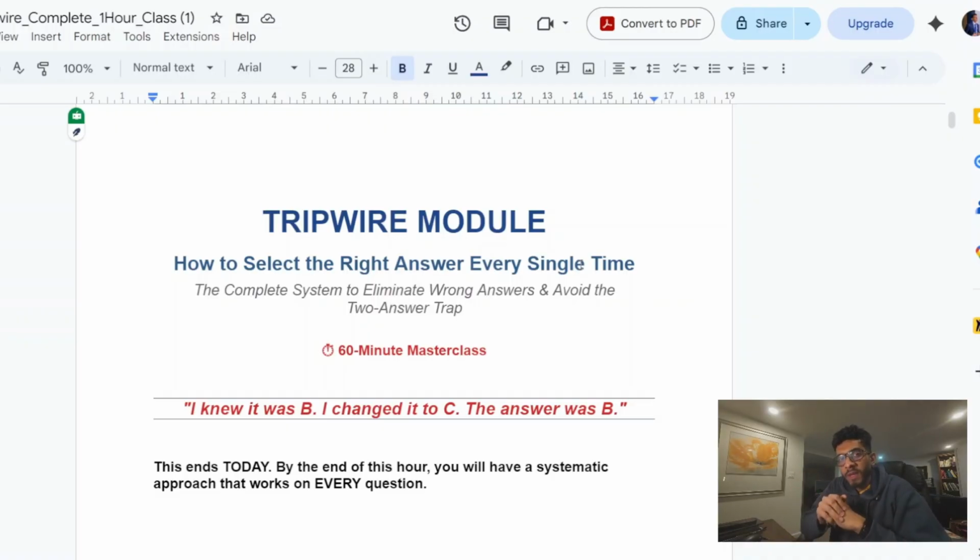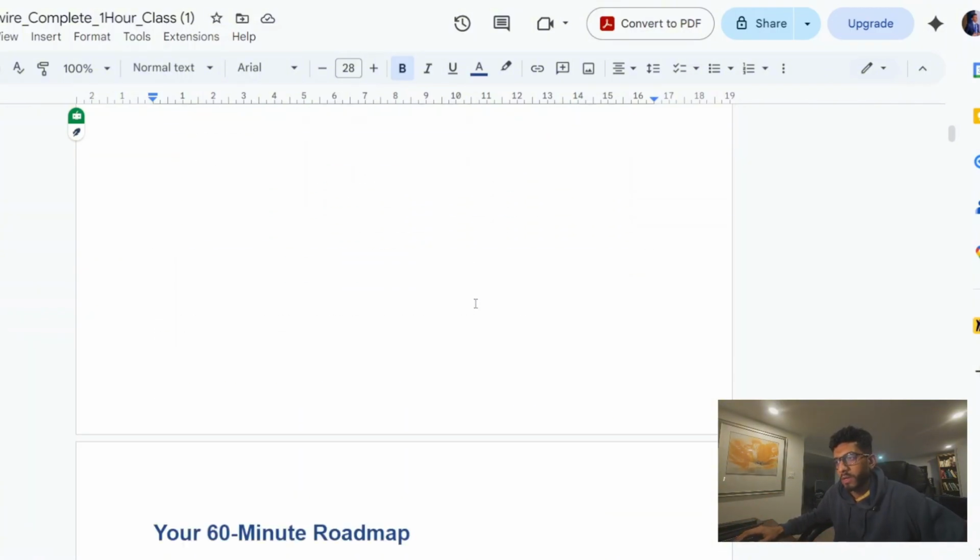So I knew it was B and I changed it to C, but the answer was B. A lot of times this happens, and the moment this stops happening, that's where you start to make the real change. By the end of this class, by the end of this module, this problem ends today, right? By the end of this hour, you will have a systematic approach that works on every question that you're going to face in your NPTE.